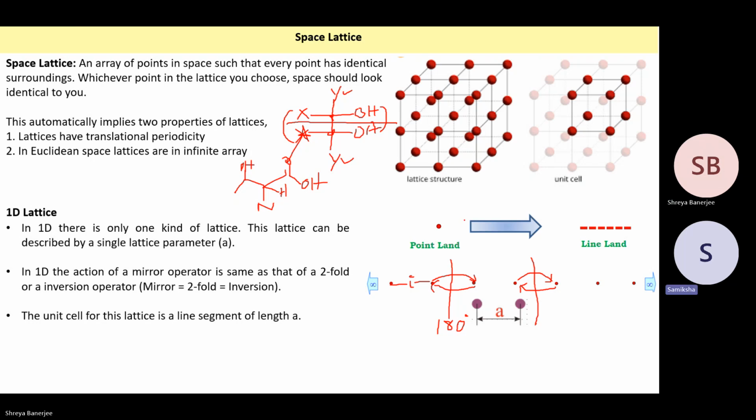Okay, ma'am. Means plane of symmetry leads to achiral, and if there is no plane of symmetry, then it's a chiral molecule. And any molecule, even a huge molecule, if it has one chiral center, then your entire molecule becomes chiral.